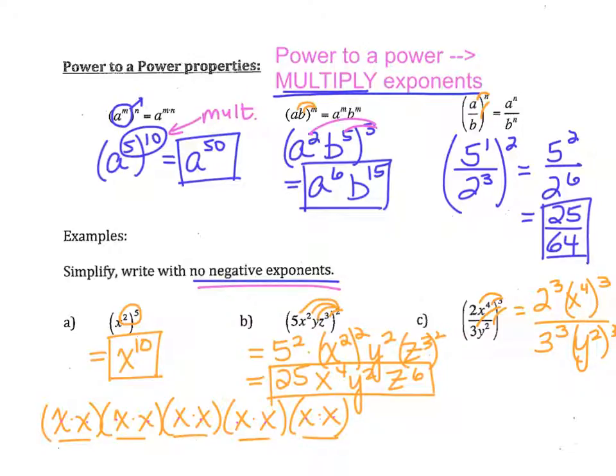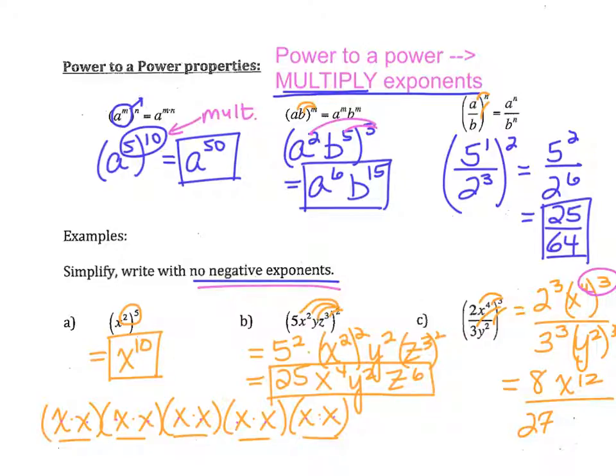So, the normal numbers, 2 to the 3rd is 8. Power to a power, you multiply those exponents, so that'll become x to the 12th from the top. On the bottom, 3 to the third is 27. Again, that's a normal number that's being raised to a power. So it's 3 times 3 times 3, which is 27. It's not just 3 times 3, just like the top is not 2 times 3. It's 2 times 2 times 2.